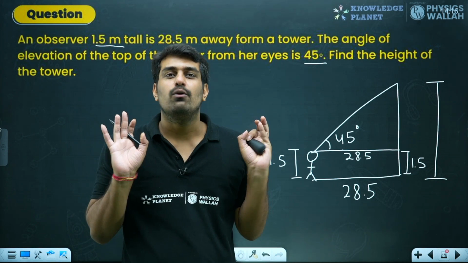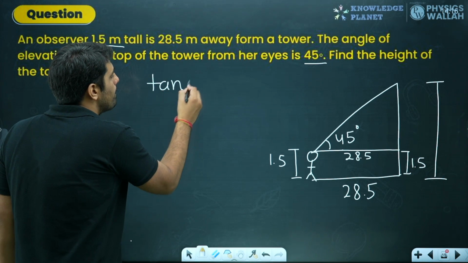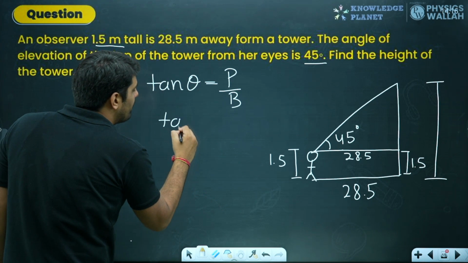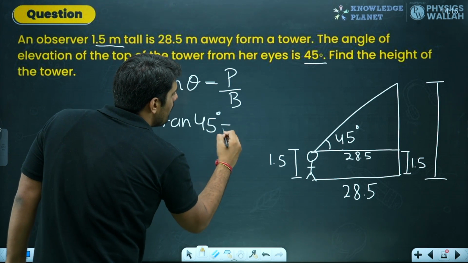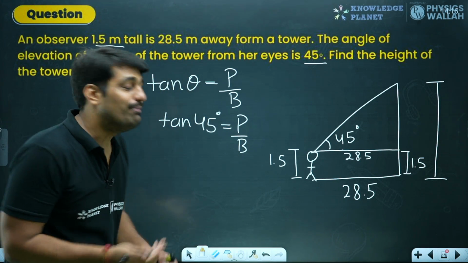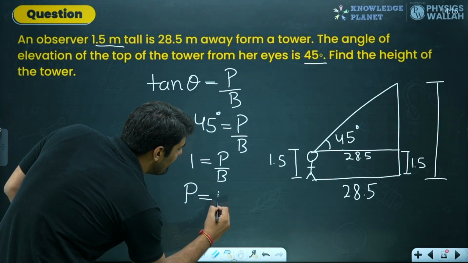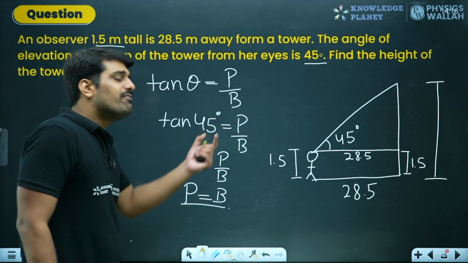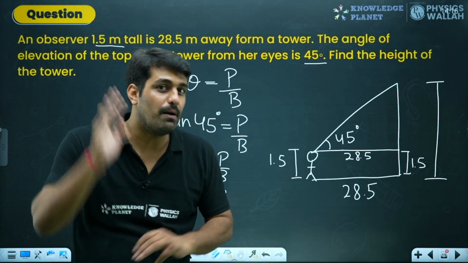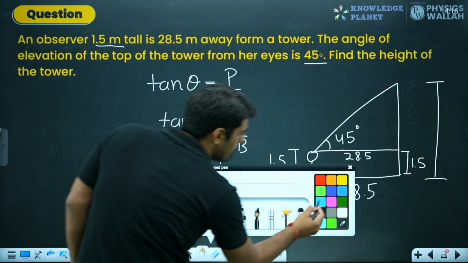We have been given 45 degrees. 45 degrees is my favorite angle. Why, sir? If 45 degrees is given, I know one thing. What is that? Tan theta. Tan theta is what? Perpendicular upon base. If theta is 45, tan 45 is simply 1. This is perpendicular by base. That means perpendicular and base will become equal. Wherever you find the value of theta as 45 degrees, the perpendicular and the base will be equal.